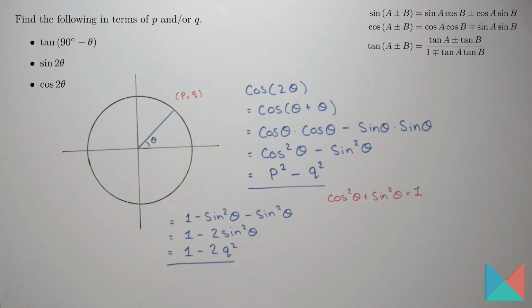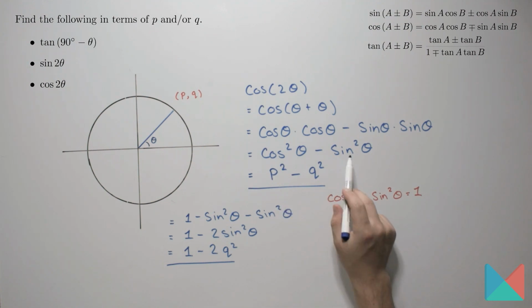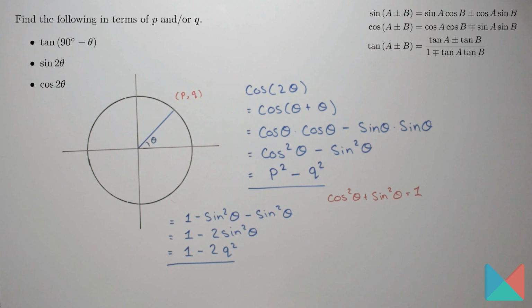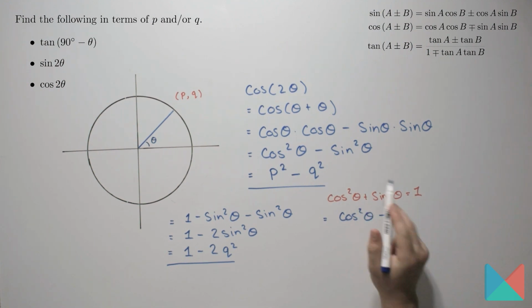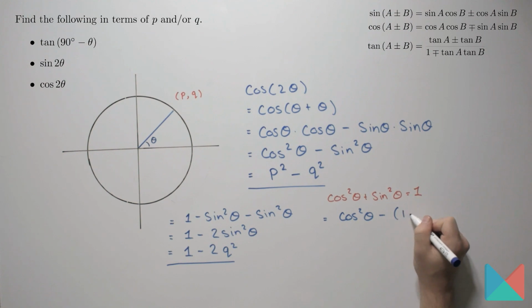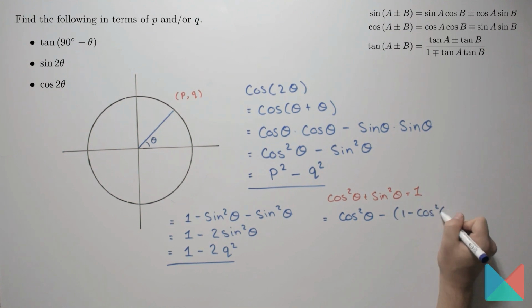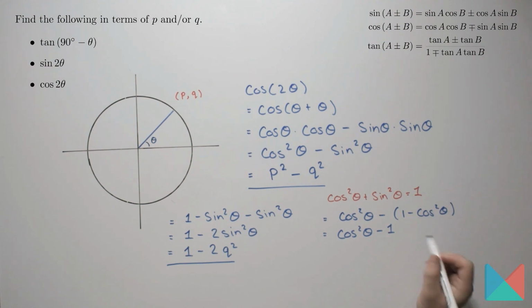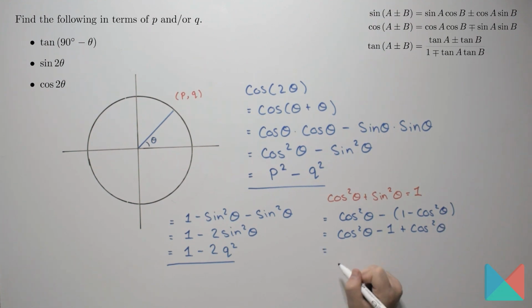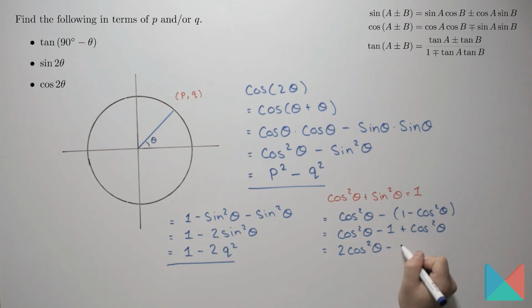And now we can do a similar thing to get everything in terms of cosine. So we can replace sine squared with 1 take cos squared by rearranging our Pythagorean identity. And so we get cos squared theta, take, and sine squared can be replaced with 1 take cos squared theta. And by expanding everything out, we get cos squared theta, take 1, take negative cos squared will be plus cos squared theta, and we'll have 2 lots of cos squared, so we have 2 cos squared theta, take 1.